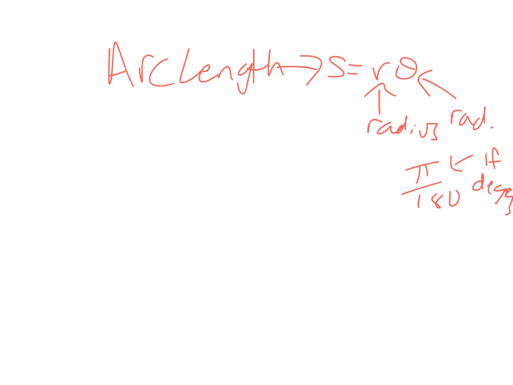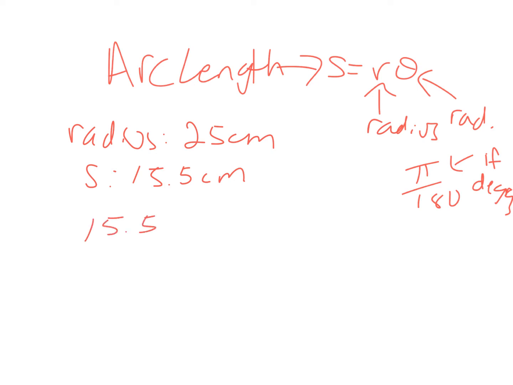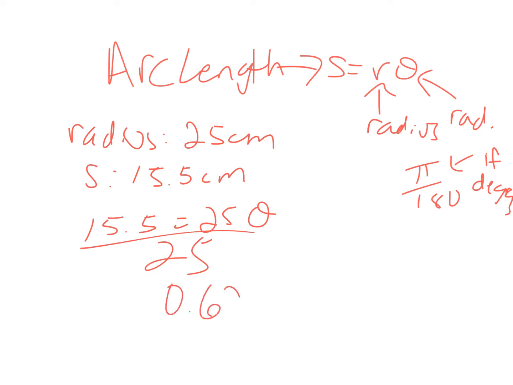Let's do an example. Let's say your radius is 25 centimeters, and the arc length is 15.5 centimeters. Find theta. So plug it in the formula. 15.5 equals 25 theta. Divide by 25. What do you get for an answer? You will get 0.62 radians for your theta.